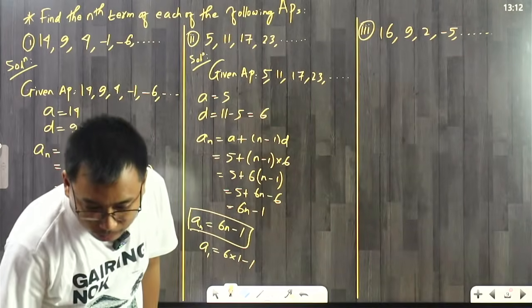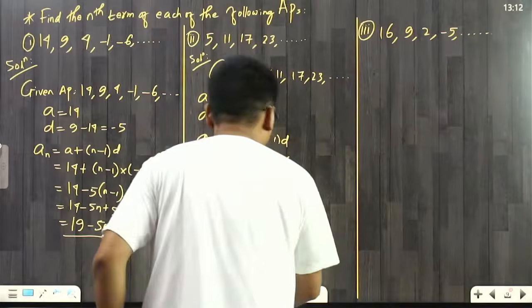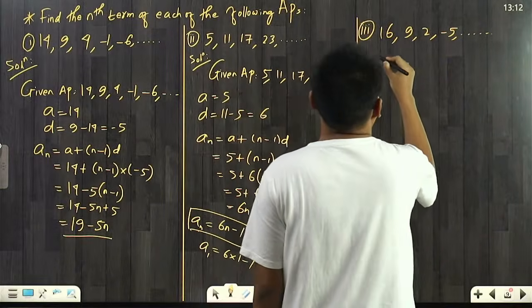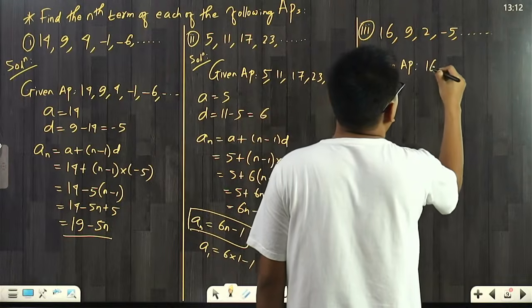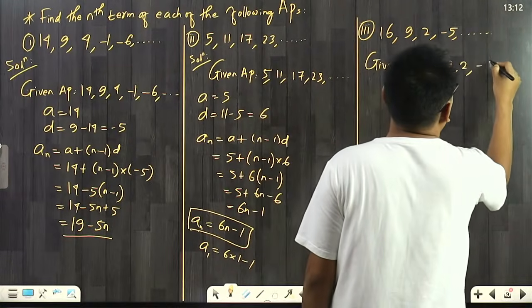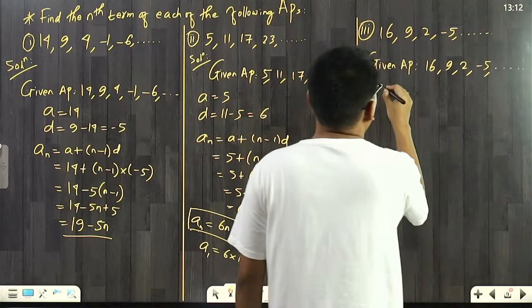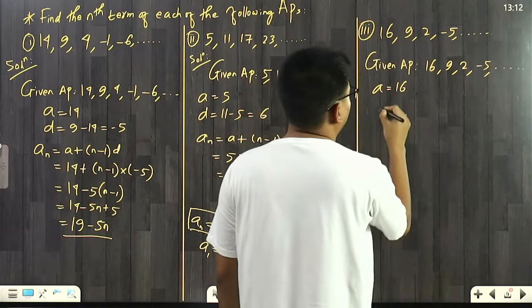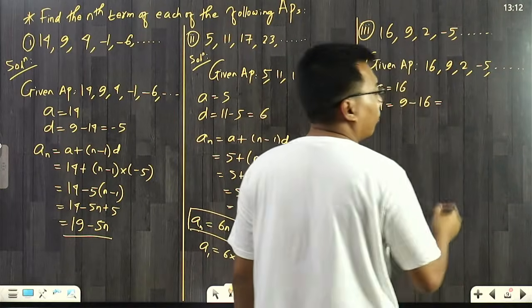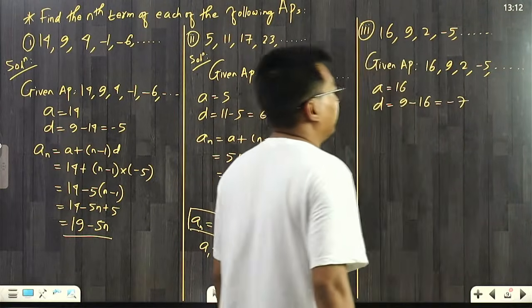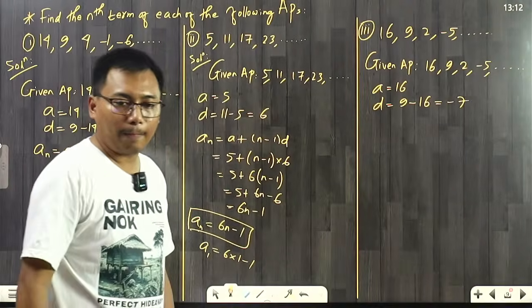I'll be solving it right now. Given AP, what do we have? 16, 9, 2, minus 5. How much is A? 16. How much is D? 9 minus 16, which will be minus 7. Right? Okay?